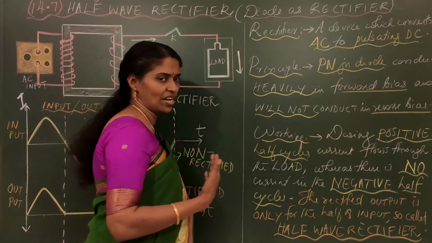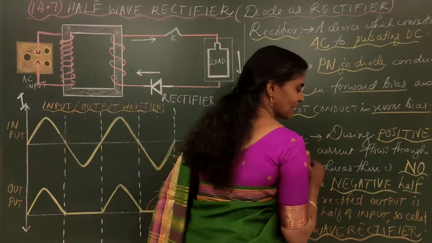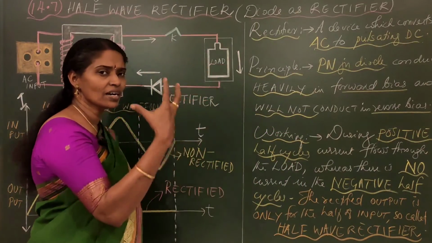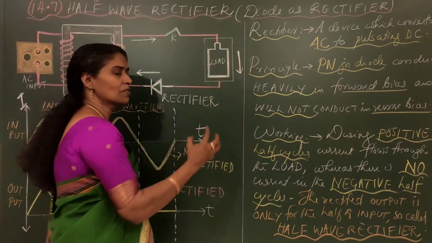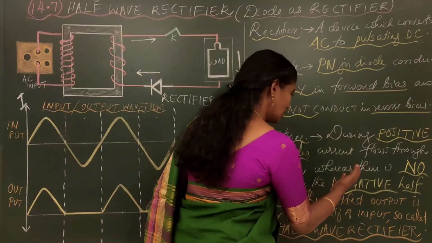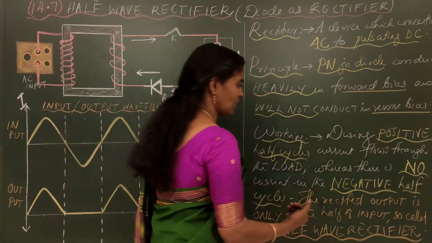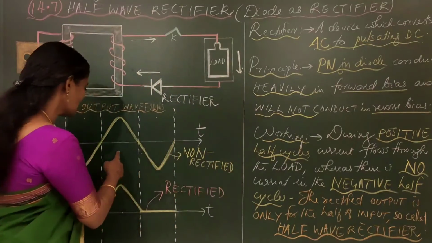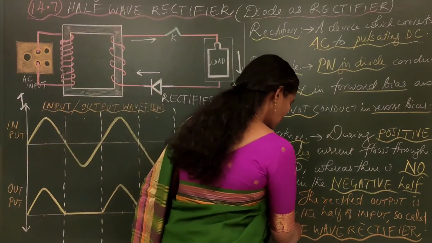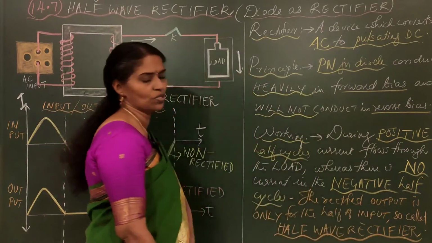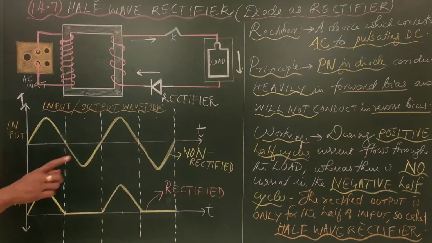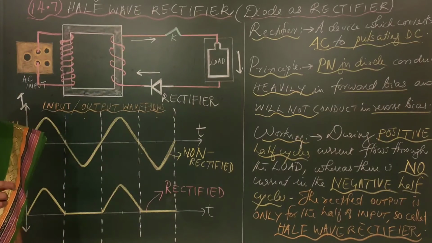And what's the working? We have already mentioned the working. During positive half cycles, current flows through the load. Which is the load? The load is the one which takes the current from the circuit. Here, the battery is what takes current from the circuit. During negative half cycles, you can see that no current is passing through the diode. The rectified output is only for half of the input. If you have a full wave here, the output is only for half. That's why it is called a half wave rectifier.